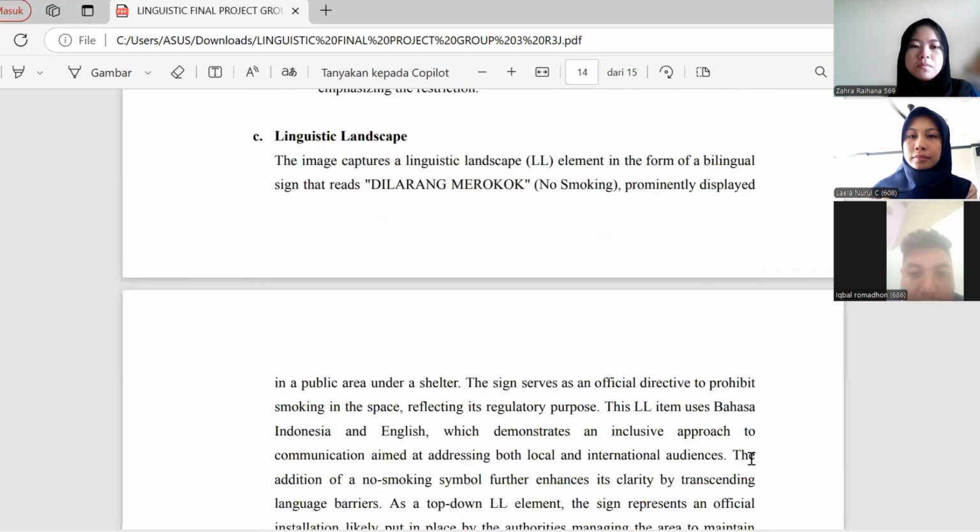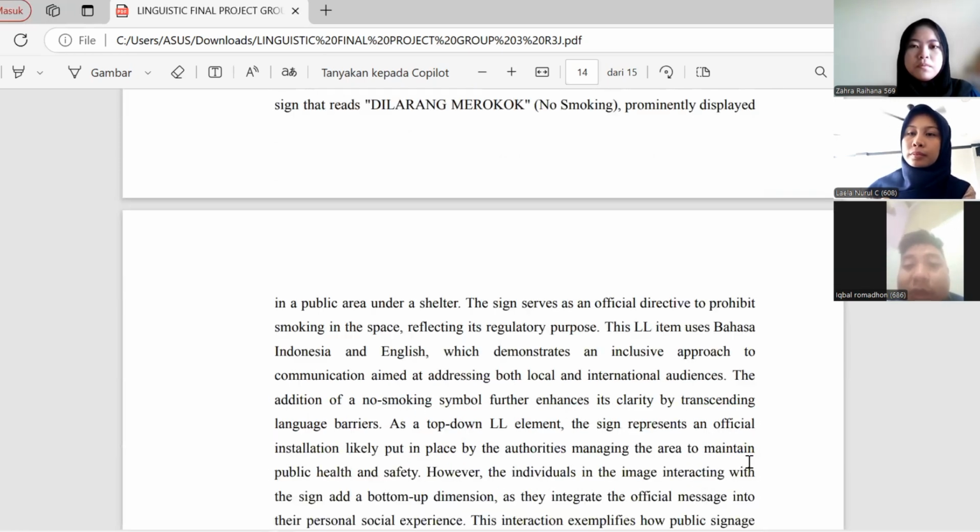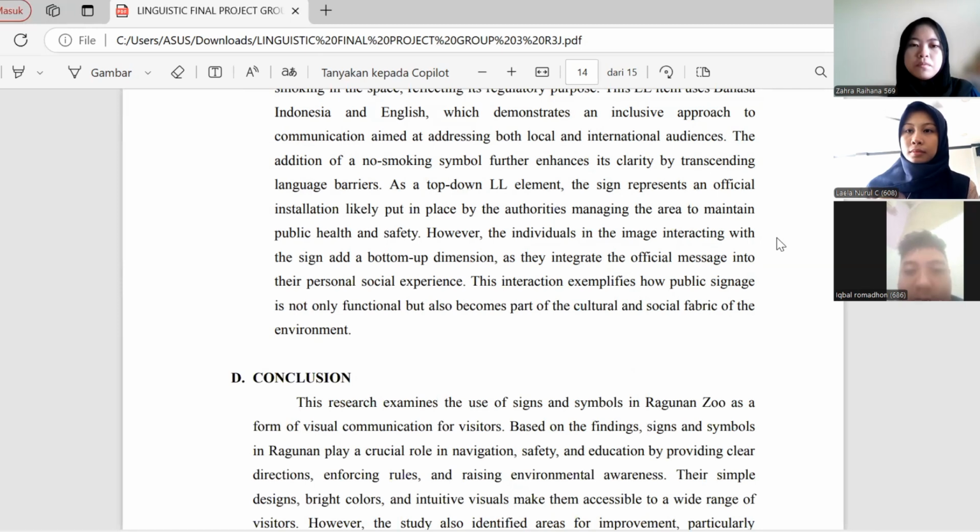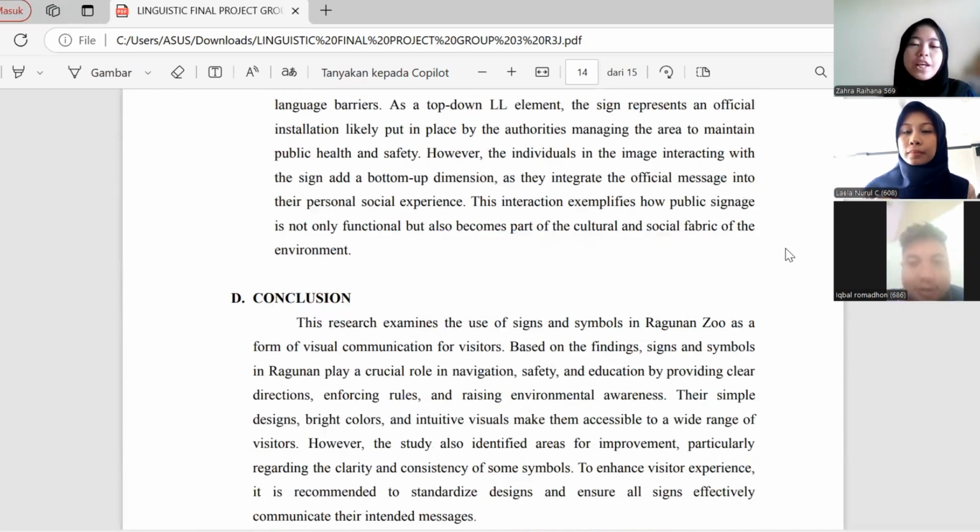Last, C. Linguistic landscape. The image captures a linguistic landscape element in the form of a bilingual sign that reads dilarang merokok or no smoking, prominently displayed in a public area under a shelter, for public health and safety. However, the individuals in the image interact with the sign in a bottom-up dimension as they integrate the official message into their personal social experience. This interaction exemplifies how public signage is not only functional but also becomes part of the cultural and social fabric of the environment. B. Conclusion.